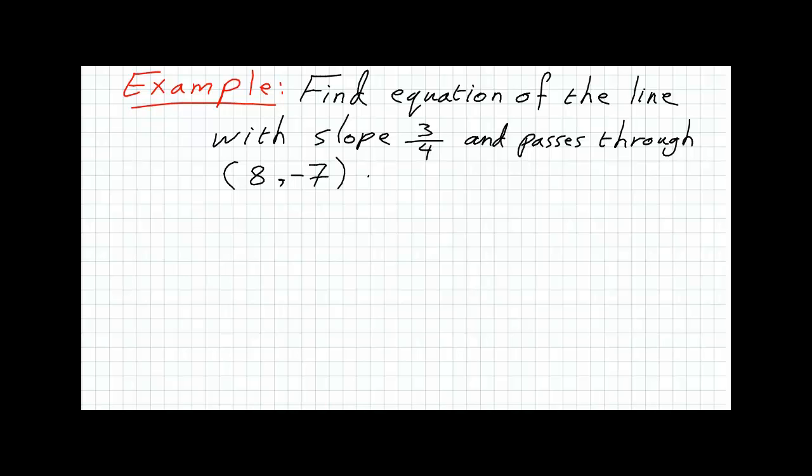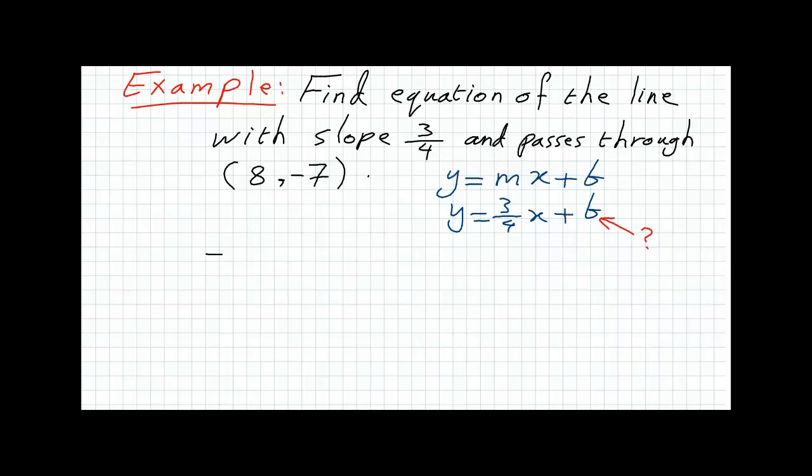Also, we will think of the equation with the slope y-intercept form, y equals mx plus b. So the equation is going to be y equals 3/4 x plus b, which is unknown. We need to know this value. To know that, we will use the information given to us that the line passes through the point (8, -7). So this point is a solution for the equation of the line.